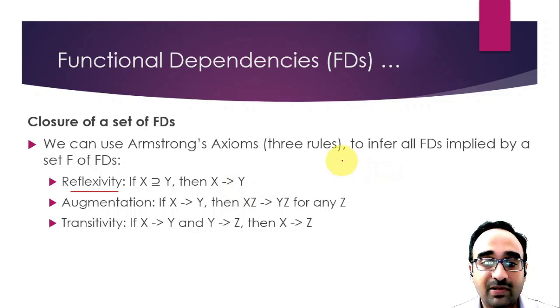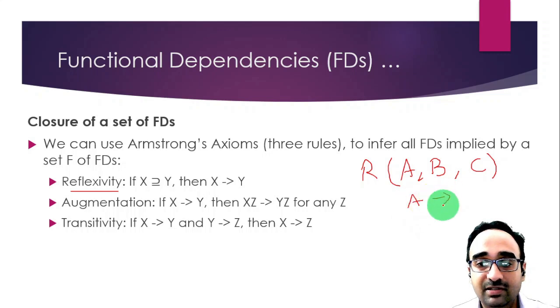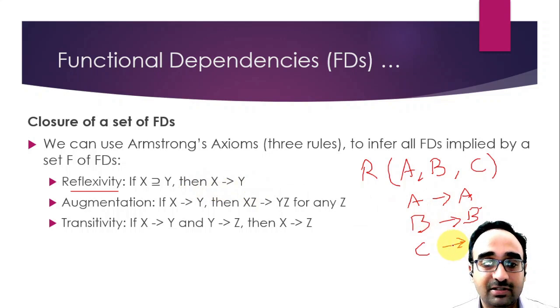If you use the reflexivity property and you have a relation, let's say a table R with 3 attributes ABC, by using reflexivity you can write these functional dependencies: A to A, B to B, and C to C. I wrote all these three FDs based on the reflexivity principle because A is a subset of itself, B is a subset of itself and C is a subset of itself.